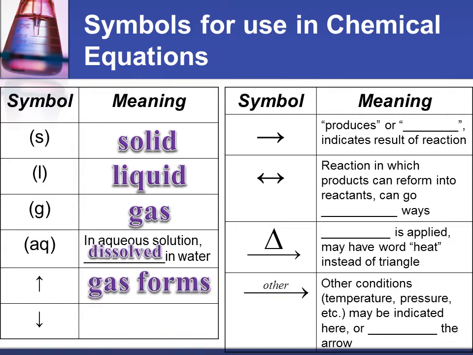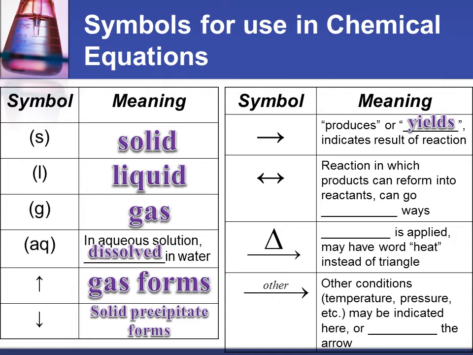Now you're not going to have to draw it, but if you see an up arrow, that's going to indicate that a gas is formed. And if you see a down arrow, that's going to indicate that a solid precipitate is formed. Remember that the word precipitate means solid. Okay, so the right arrow means produced or made or yields. You do need to know that word yields. You will hear it and see it.